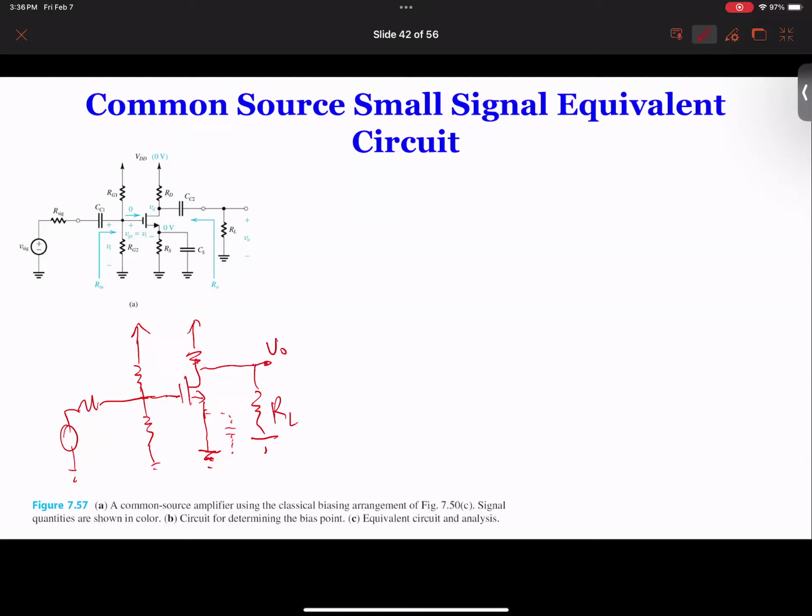So once we get GM and RO from our previous slide, we can now draw the small signal equivalent circuit. Because there's nothing at the source, it's easy to use a pi model. Remember, with the pi model, connecting this to ground is much easier. So therefore we can use the pi model. We can do this all together to redraw it, and then I'll give you the correct circuit afterwards.